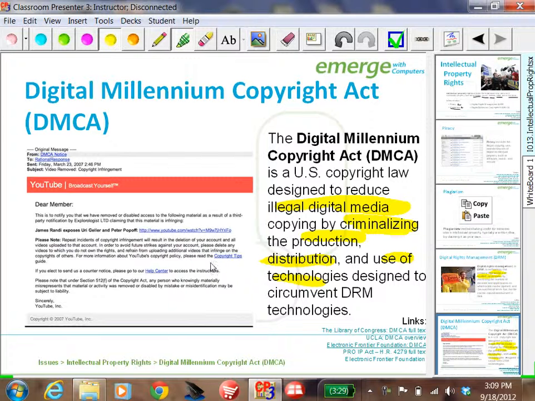I mean, it used to be each country had its own copyright laws. Then they got into these international agreements.